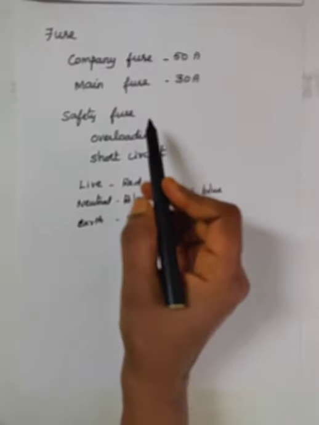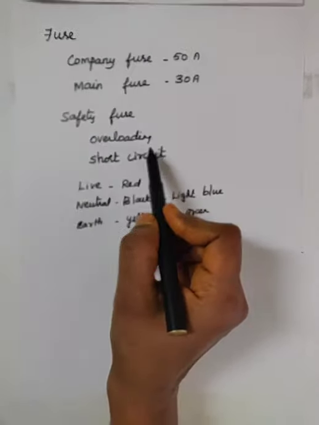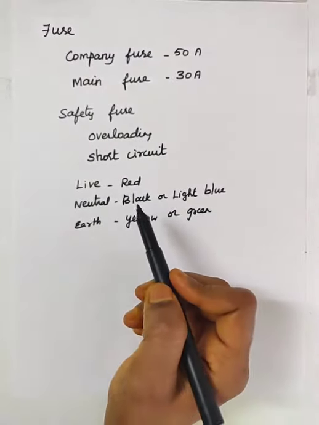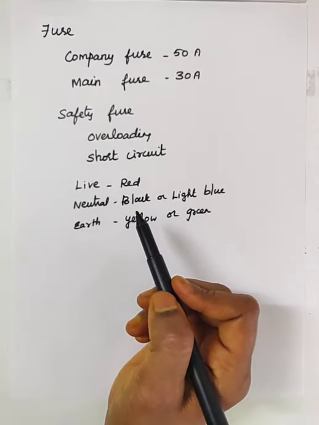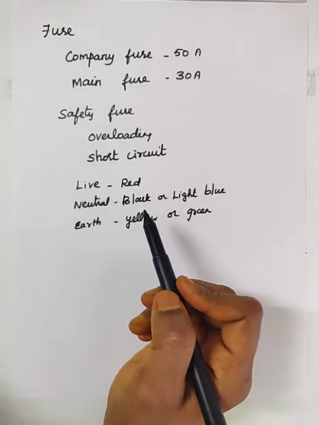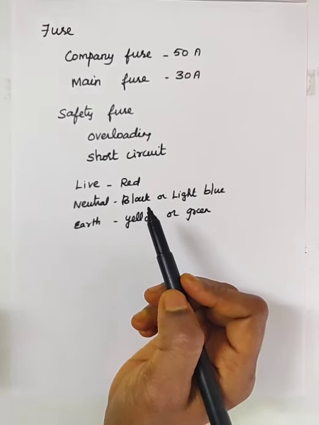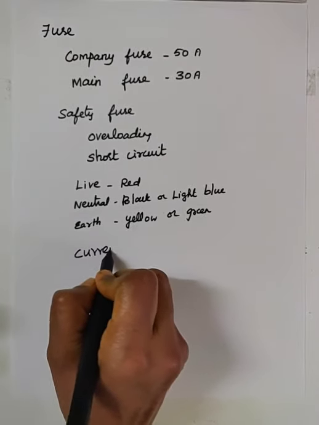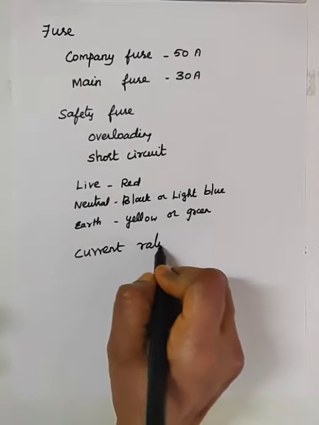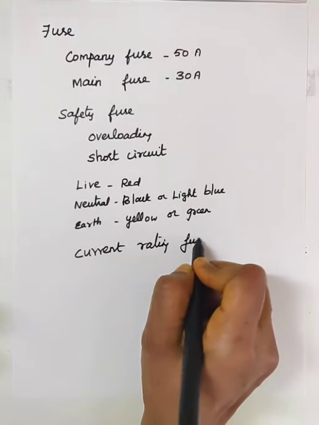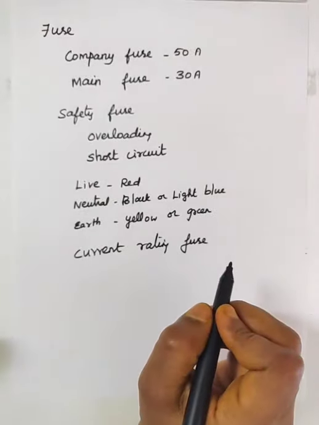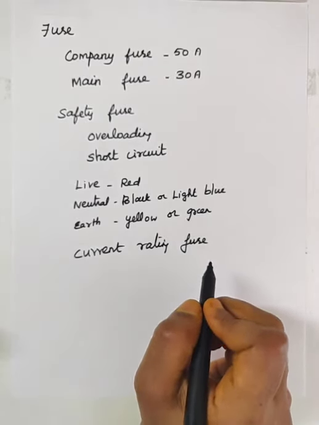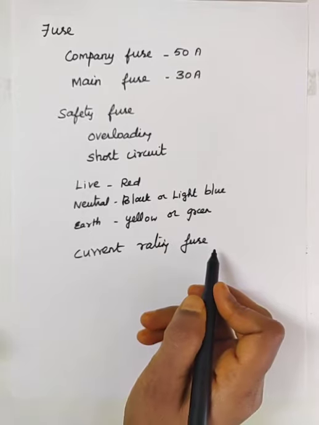So the fuse safeguards the circuits against overloading or short circuiting. The fuse wire permits the flow of current through it only up to a certain fixed limit, which is called the current rating of the fuse. That is, the fuse wire will allow only current up to a certain fixed limit.